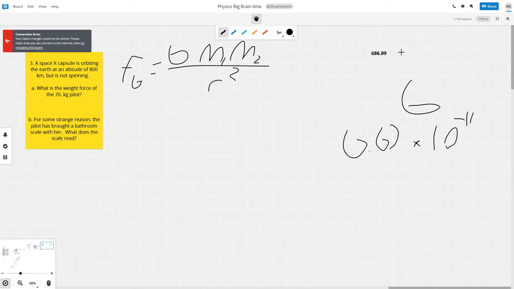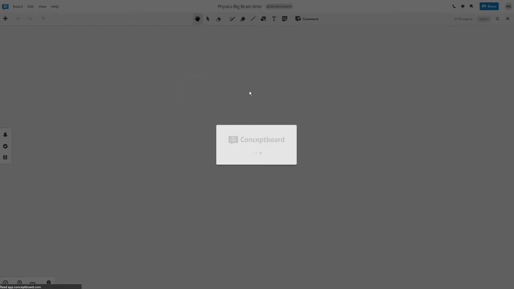That's times 10 to the third grams. That'd be in newtons. Yeah, it's in newtons because it's a weight force. Yeah, it would be.